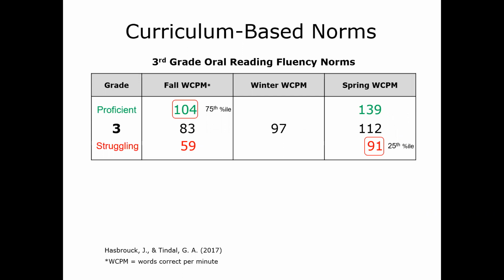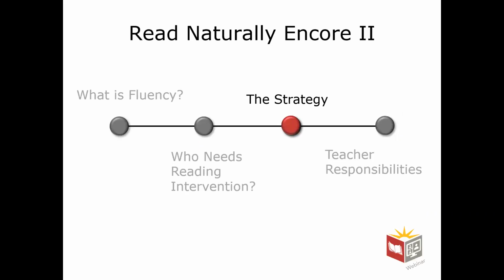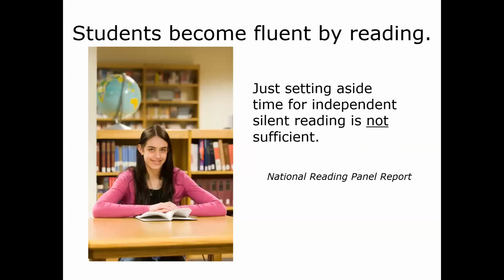And we know this range is actually from 1 to 99, right? So it's a wider range. So we need our students to make more progress than their peers so they have a chance of catching up. And that is what the Read Naturally strategy is designed to do.